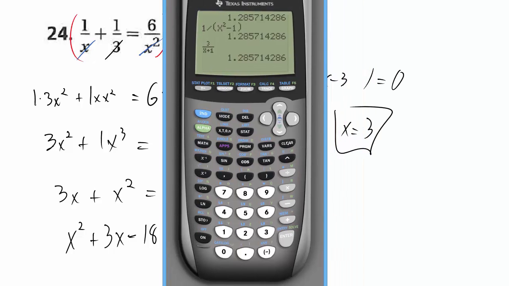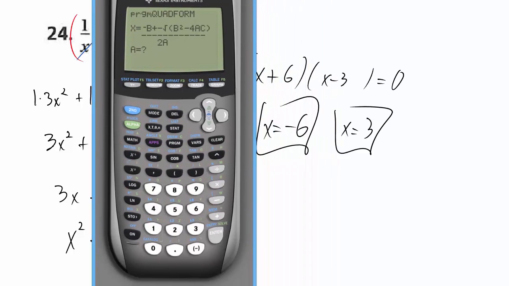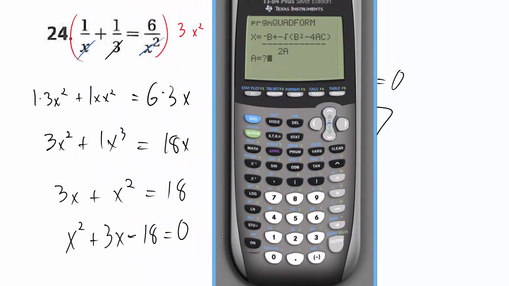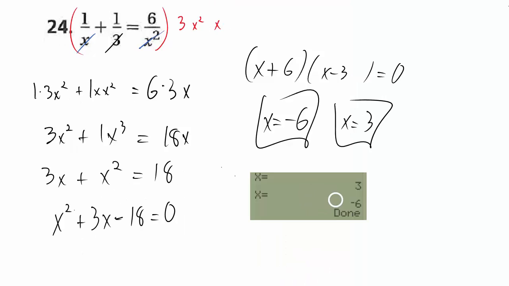Well, what if you're not great at factoring? Well, let's use our old friend, the quadratic formula. The quadratic formula is negative b plus or minus square root of b squared minus 4ac all over 2a. So I go to quadratic formula, and my a is 1, my b is positive 3, my c is negative 18, and you could solve the equation that way. You could, of course, use the quadratic formula by hand, but remember, calculators are good at calculating. Let them.